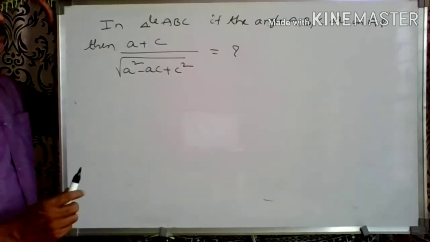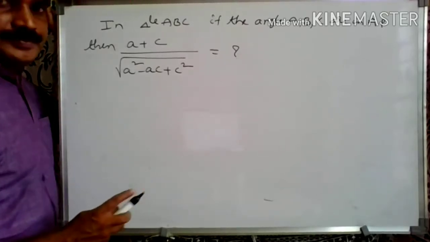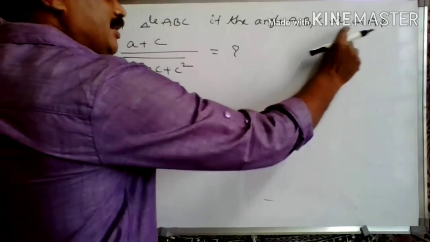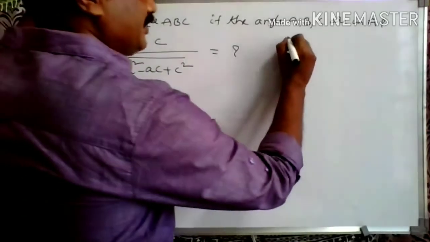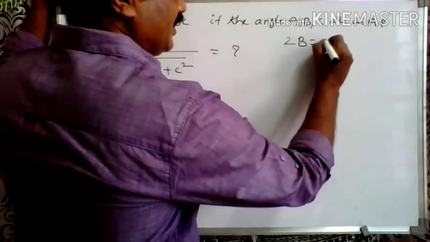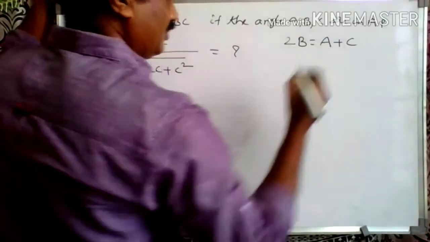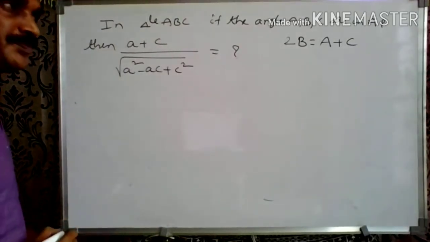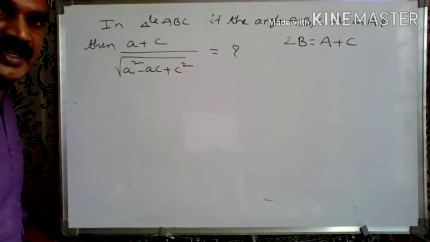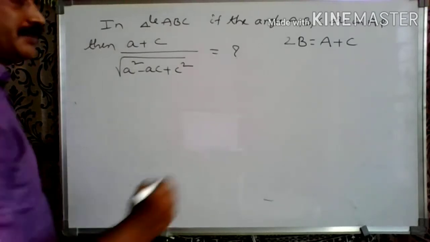Okay, students, in the next problem: in a triangle ABC, if the angles A, B, C are in AP, what is the formula? 2B is equal to A plus C. Students, angles A, B, C are in AP, so the AP condition is 2B is equal to A plus C.